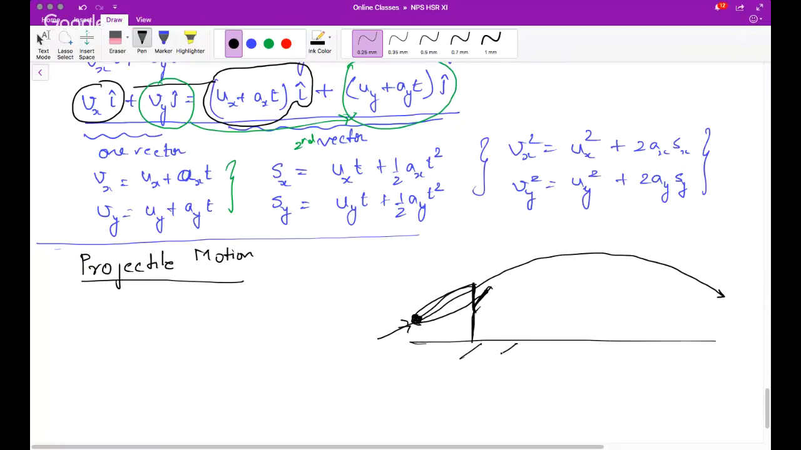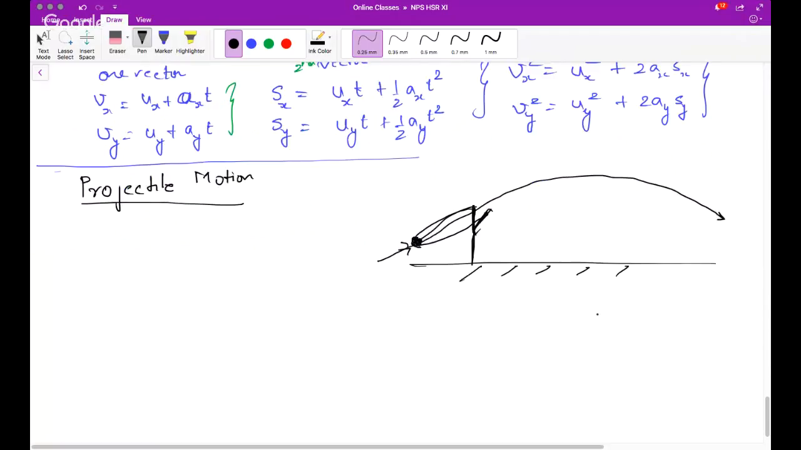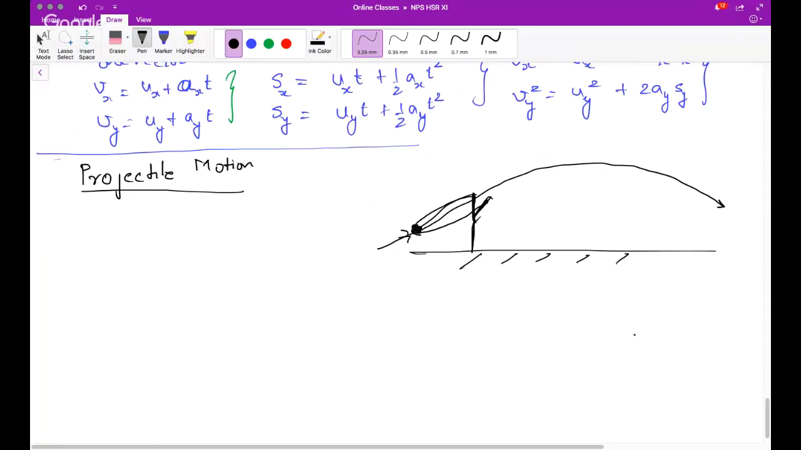This kind of motion is a projectile motion. Or when a cricketer hits a six, he lofts the ball in the air. So basically, he strikes the ball. This is the stumps, let's say, and from here he hits the ball.